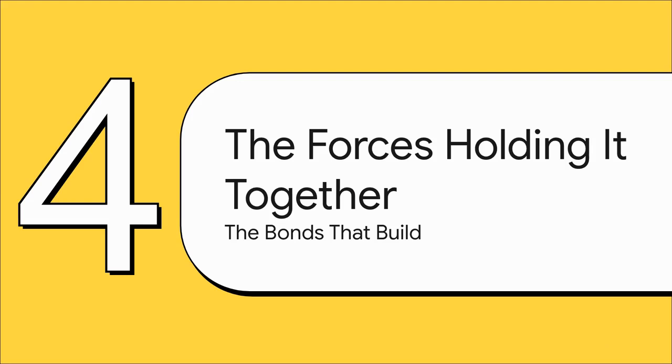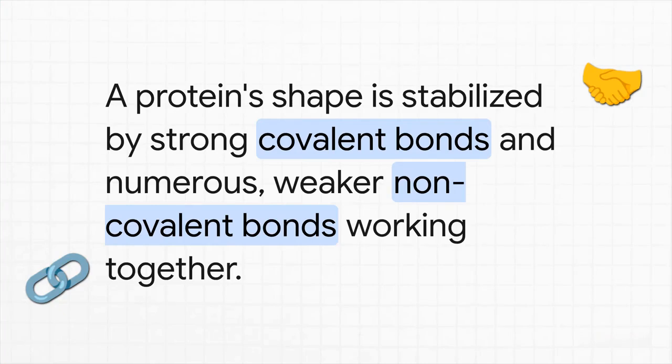You know, a beautiful building is one thing, but it's not much good if it's going to fall over. So what's the glue? What's the mortar holding all this incredible molecular architecture together? Well, it really boils down to 2 main types of bonds. You've got these super strong covalent bonds that create the backbone of the protein, and then you have a whole bunch of weaker, non-covalent bonds that all work together to sculpt and hold its final shape.